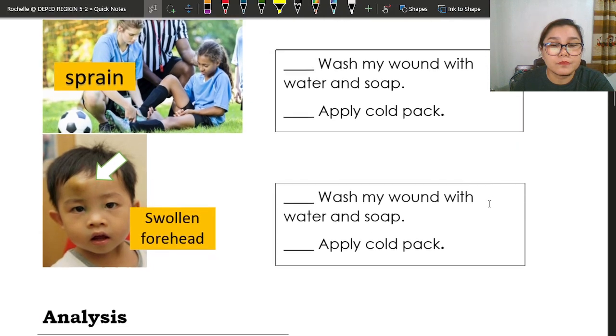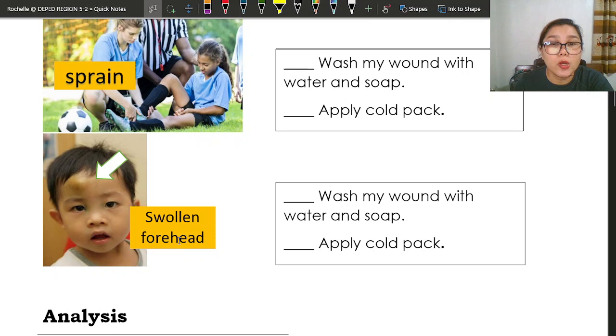Next, what should be done for swollen forehead? Yan, bukol. Wash my wound with water and soap or apply cold pack.